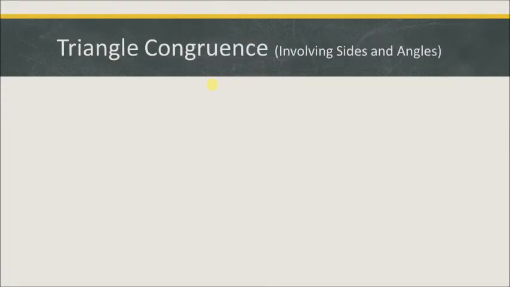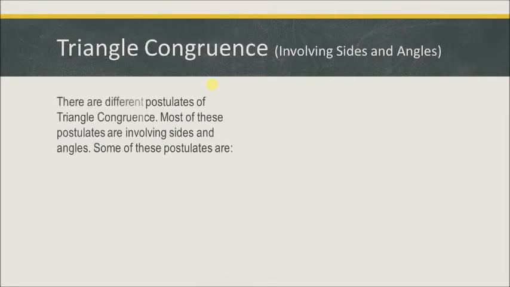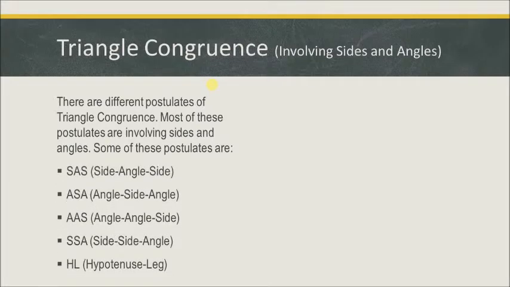So this is not a part of our lesson for today, but we can cover this because it's involving sides and angles. We can discuss triangle congruence. There are different postulates of triangle congruence. Most of these postulates are involving sides and angles. Some of these postulates are SAS or side angle side, ASA or angle side angle, AAS or angle angle side, SSA or side side angle, and HL or hypotenuse leg.